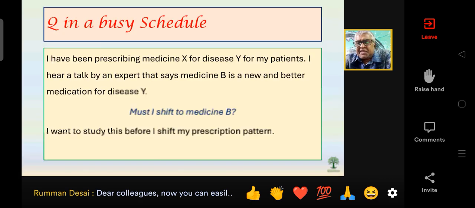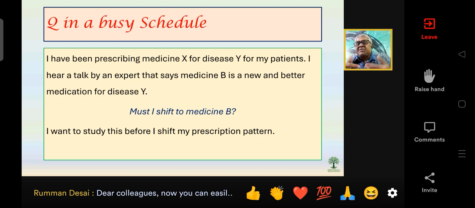The sixth clinical scenario is, I have been prescribing medicine X for disease Y. I hear a talk by an expert that says medicine B is a new and better medication, or it can be any other intervention. Now, should I shift to medicine B? How do I decide that? Can I study that on my patients? Do a small study on my patients and see what's happening? Then how do I design that?